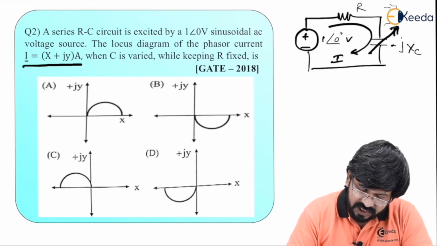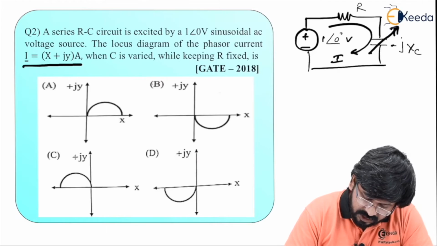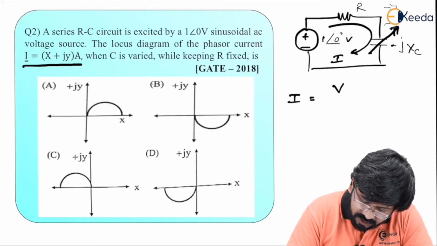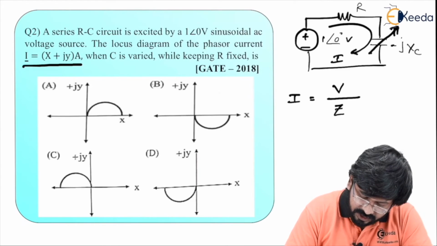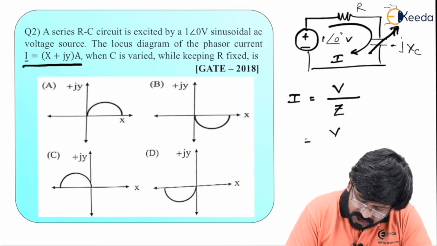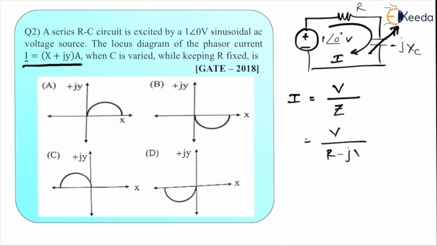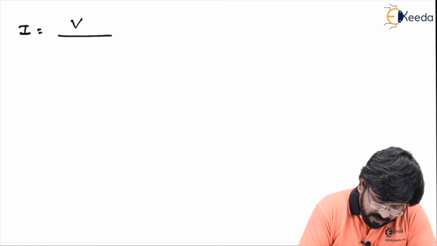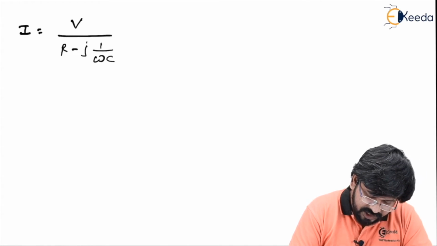I'll tell you. First of all, try to get the current. How do we get the current? Generally, I is simply V by Z. Am I right? Or I can write supply voltage V divided by Z is R minus J XC. Where XC is what? It is 1 upon omega C. I equal to V upon R minus J 1 upon omega C. This is in rectangular form.